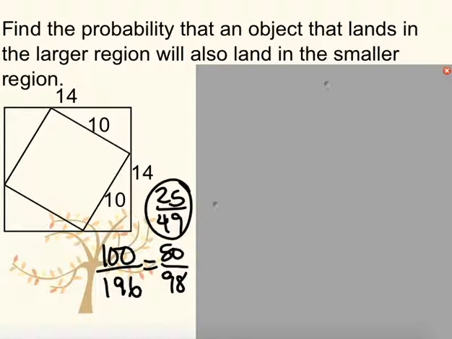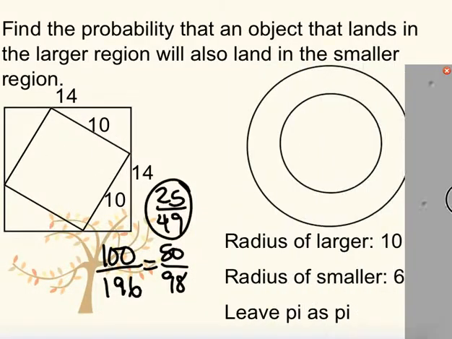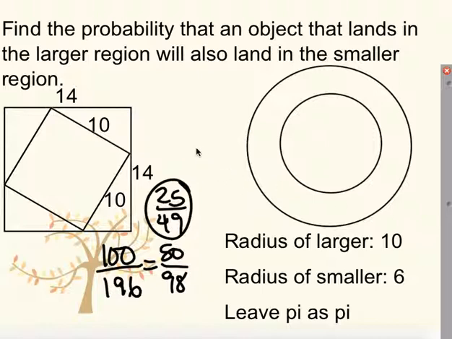All right, so we can say that I have a 25/49 chance of getting in the small square compared to the large. Okay, and let's try once again the small from the big.